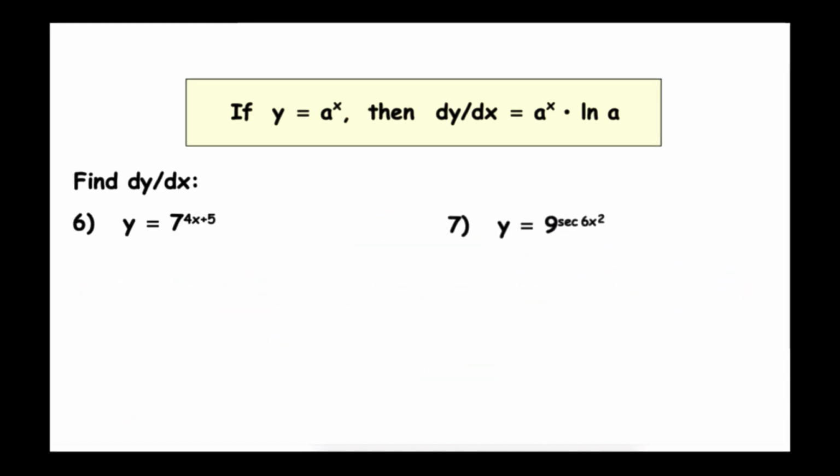Number 6, find dy/dx. Okay, dy/dx, or the derivative, y prime if you will, is equal to, all right, the base is a number, so it's going to be itself. So you literally copy down 7 to the 4x plus 5 power. But since the base is a number, you have to say times natural log of 7, natural log of the base, times a chain rule. What's the derivative of the exponent? And that's 4.